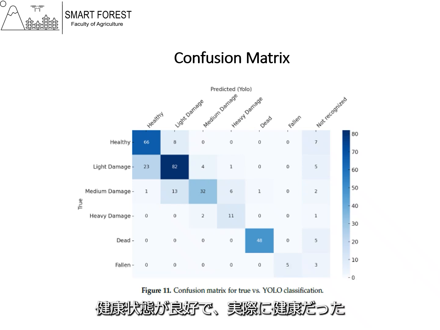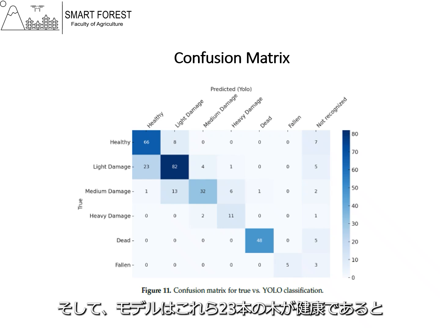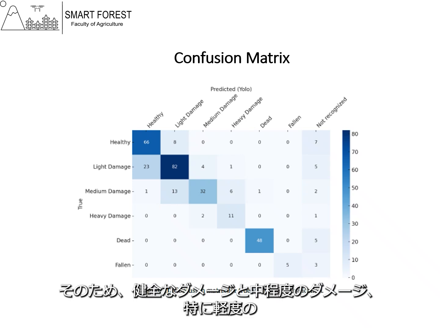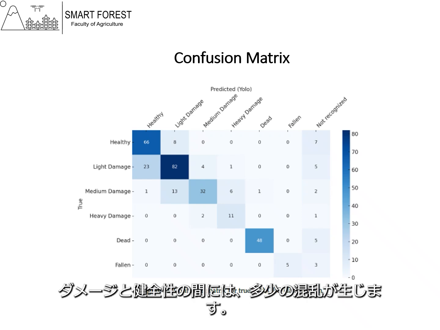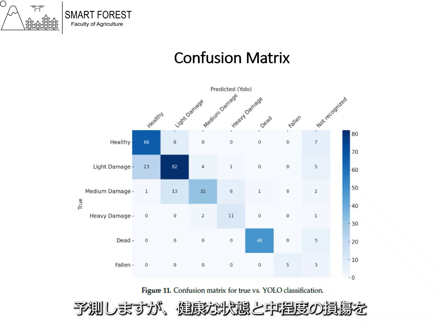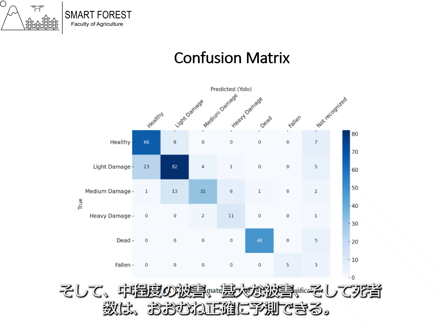You find 66 trees that were categorized as healthy and were actually healthy. Then the model predicted that these 23 trees were healthy, but actually they were light damage, and one was medium damage. So there is a bit of confusion between the healthy, light damage, and medium damage, especially between light damage and healthy. Then the model predicts light damage quite well, sometimes mixed up between healthy and medium damage, which is understandable. And then medium damage, heavy damage, and dead are more or less well predicted.